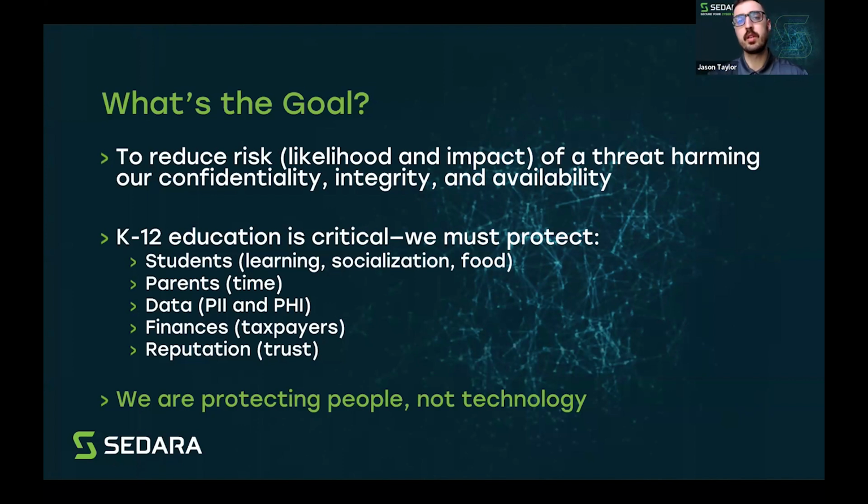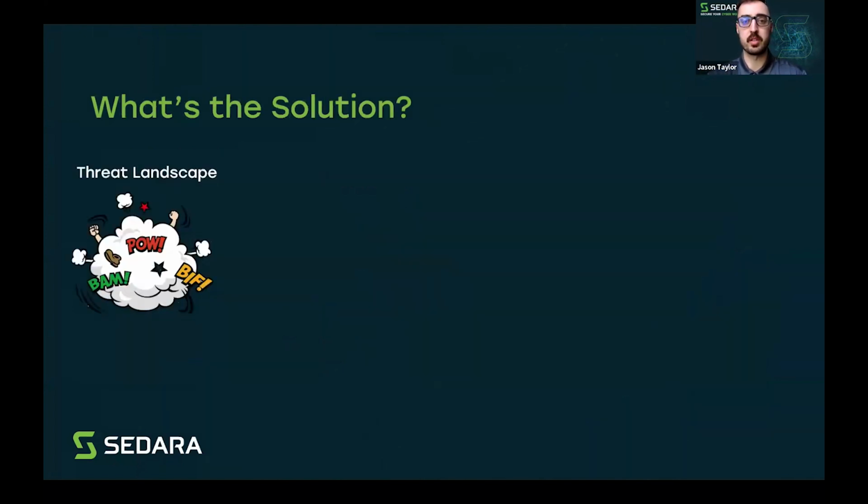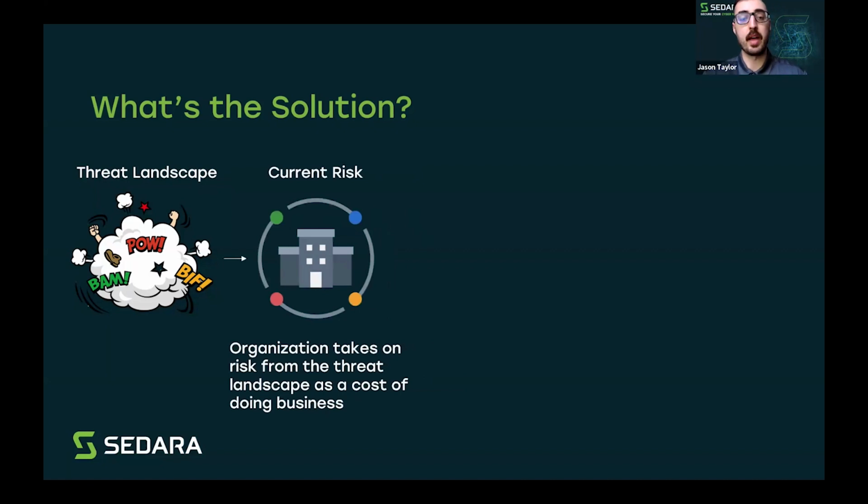So how do we use the NIST CSF or any other cybersecurity framework to support our cybersecurity? Well, think about it this way. Out there in the world is our threat landscape. It's all of the bad, malicious actors who want to cause harm for whatever reason. We are exposed to that threat landscape naturally. Just as a cost of doing business, so to speak, we are exposed to threats.